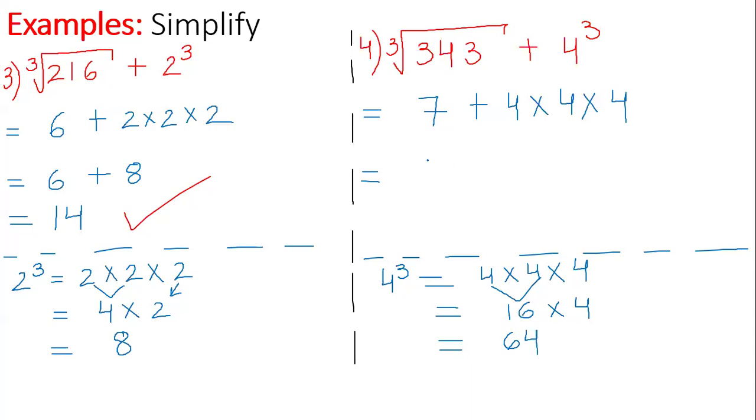And so what we have now here is 7 plus 64. 7 plus 64 is equal to what? 71. Very good. And that's our answer.